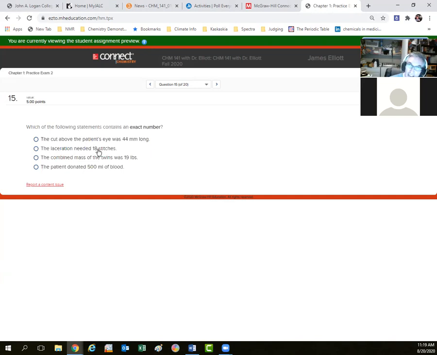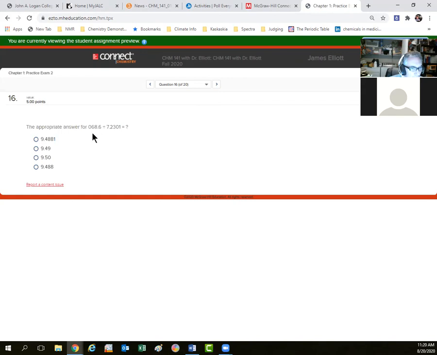18 stitches, that is an exact number. It wouldn't be 18 and a bit. It's either 18 or 17 or 19. So that is your exact number there. And all the others are estimates. Combined mass of twins, yep, you'd have to estimate that. Patient donating 500 milliliters, you'd have to measure that and look by eye for that volume. So that's an exact number, a discrete number of objects.